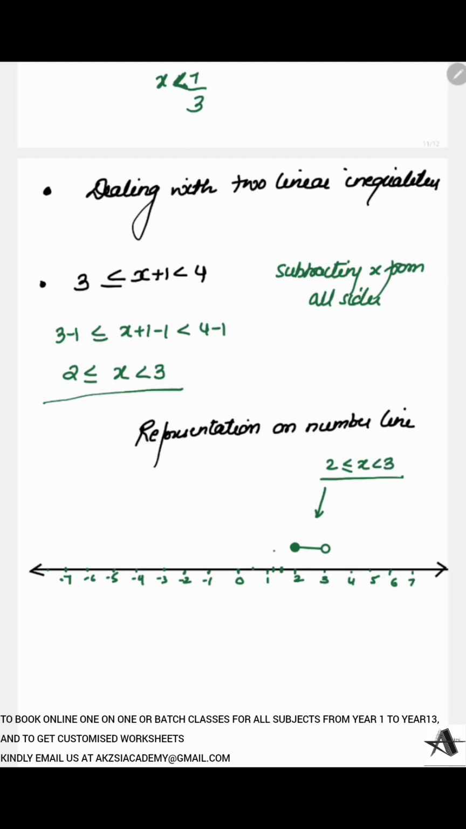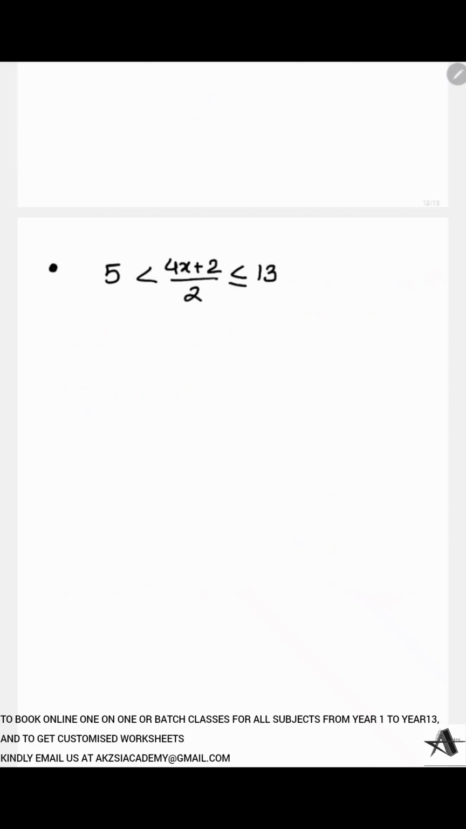Let me do one more question. Say this one. It says 4x plus 2 over 2 is greater than 4 but less than or equal to 13. So this value is lying between 5 and 13. We have to find the range for x, that x is lying between which two values. And as I told you, your main aim is to isolate x. And how will you isolate x? Whatever you're doing with the middle part, you're supposed to do on left and right both.